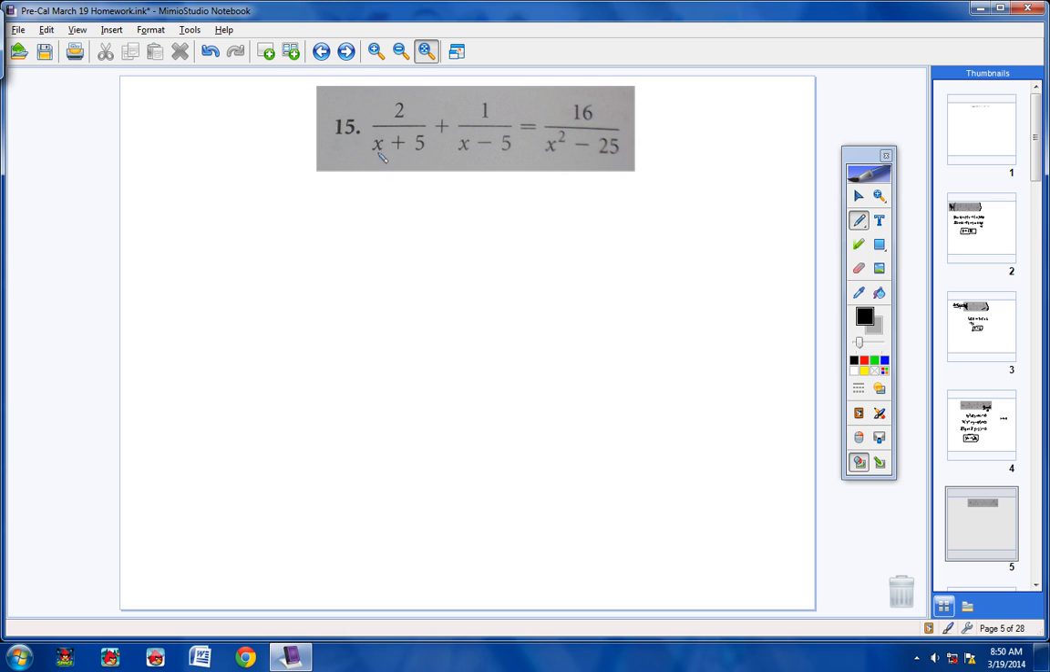Okay, 7 plus 5 is 12, so I have 2 over 12, plus 7 minus 5 is 2, so 1 over 2 equals 16 over 7 squared is 49, minus 25 would be 24. Okay, so if I add these two fractions together, I should get 16 over 24. Well, let's make this fraction here 4 over 24. Let's make this fraction here 12 over 24. So I found a common denominator of 24.